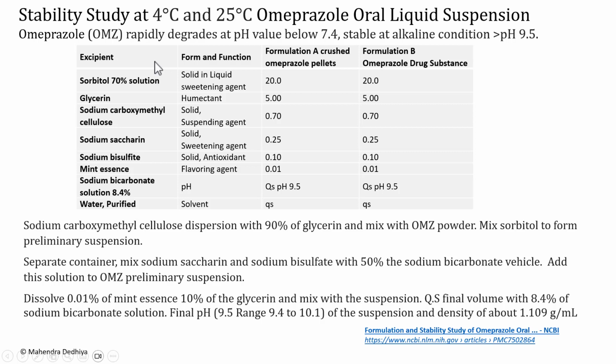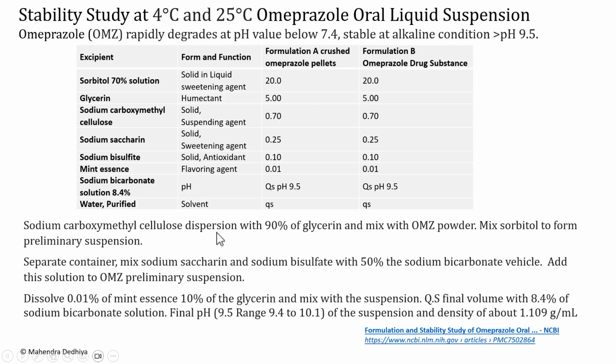Let's look at the stability of omeprazole at 4 and 25 degrees. Omeprazole degrades rapidly at pH values below 7.4, that is, in acidic pHs. It's stable at alkaline pH of 9.5. So omeprazole is an extemporaneously prepared suspension. It contains glycerin, sodium CMC as a suspending agent, saccharin as a sweetening agent, sodium bisulfite as antioxidant, mint flavoring, sodium bicarbonate to adjust the pH to 9.5, and purified water QS'd.